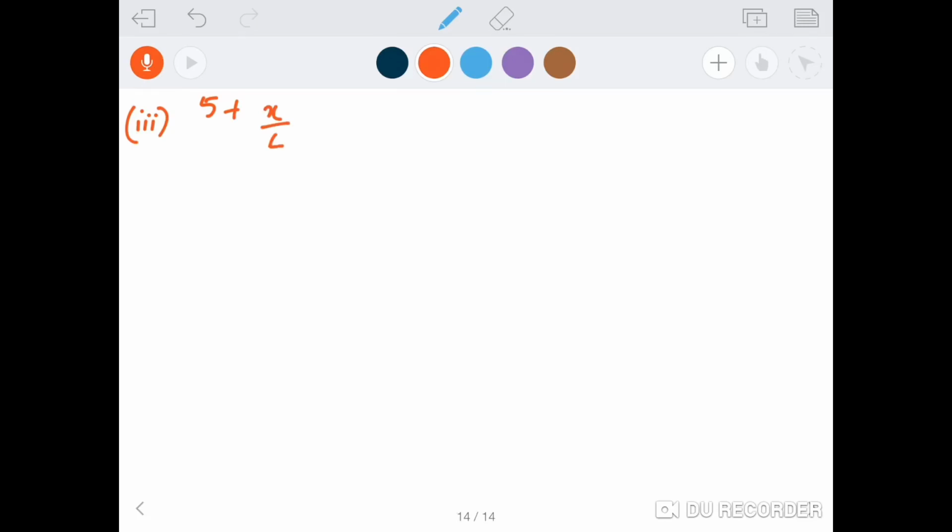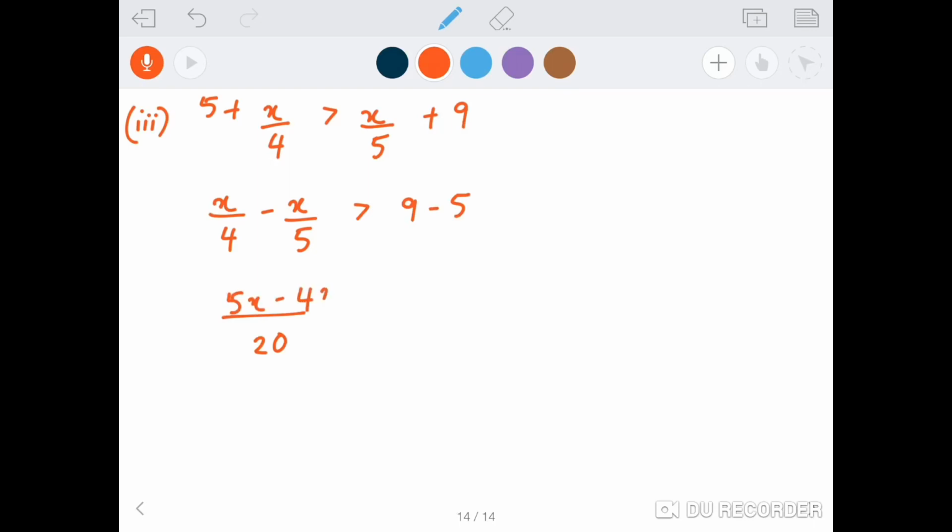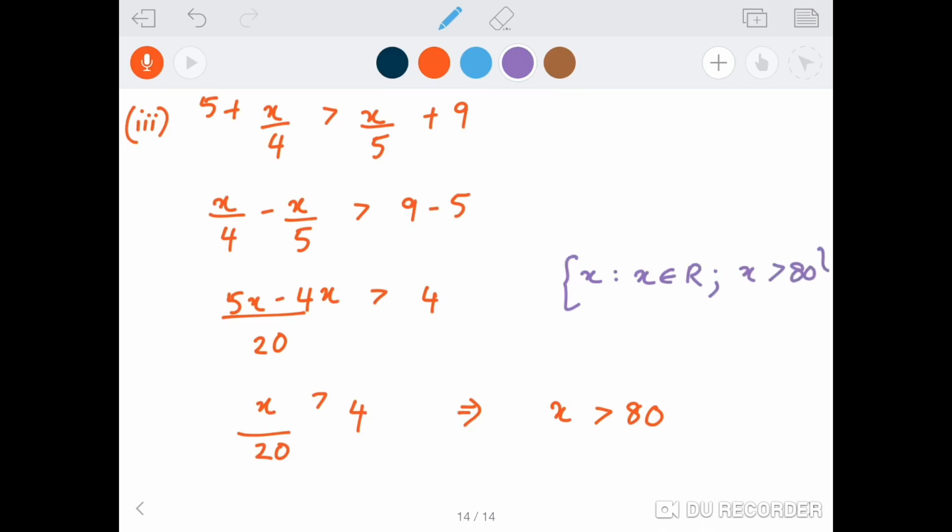Let's look at the third question. It says 5 plus x by 4 is greater than x by 5 plus 9. As usual, I'm going to move all my x terms together. So I'm going to get x by 4 minus x by 5 is greater than 9 minus 5. I'm going to take LCM on the left hand side. So I get 5x minus 4x by 20 is greater than 4. I know 5x minus 4x is equal to x, so x by 20 is greater than 4. Move the 20 that side, I get x greater than 20 times 4, which is 80. So you're basically looking at all real numbers that are greater than 80. So my answer is going to be x such that x belongs to R, x greater than 80.